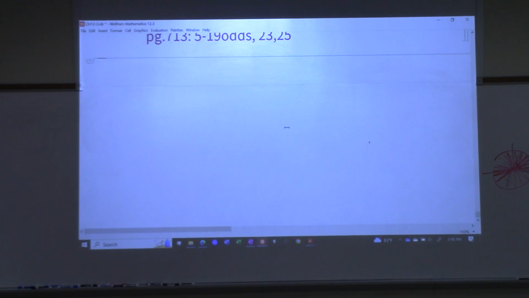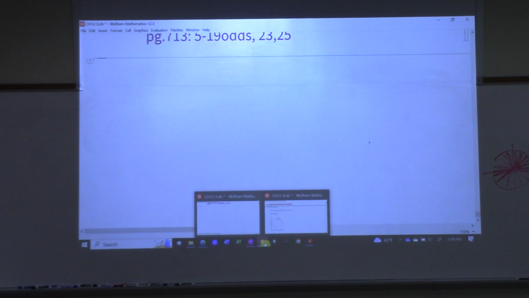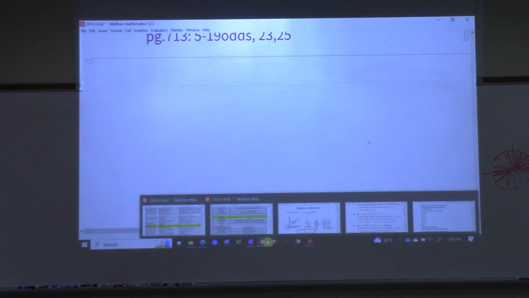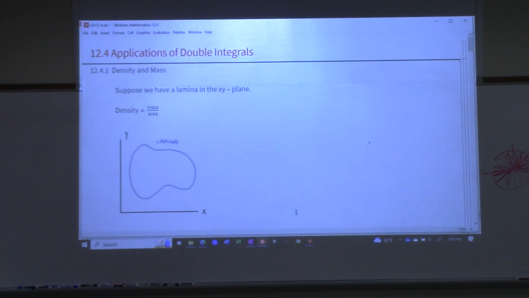Has anyone done moments or centers of mass a little bit? Yes? Okay. With integrals? No? Not with integrals? Usually the object is pretty uniform though, right? They give you something that's like a nice object, or no? Yeah? Where is it? There. I don't know how I lost it.